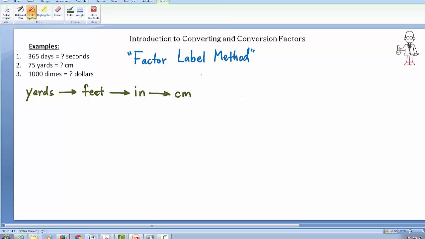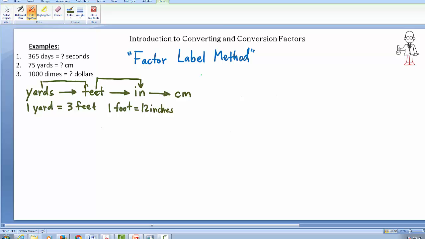So let's go ahead and establish some conversion factors. In 1 yard, we have 3 feet. That takes care of this first one right here. Now, in 1 foot, we have 12 inches. That takes care of this second step right here.